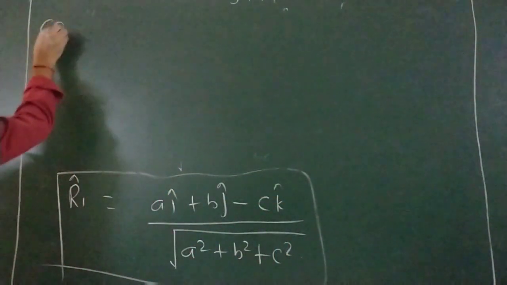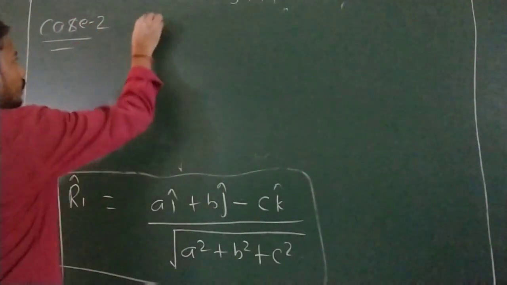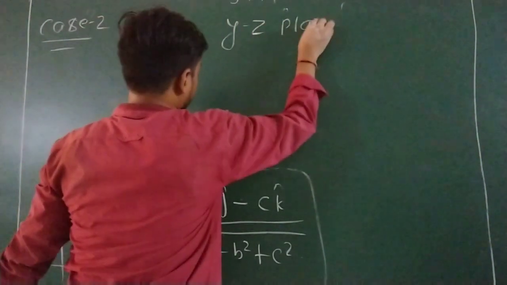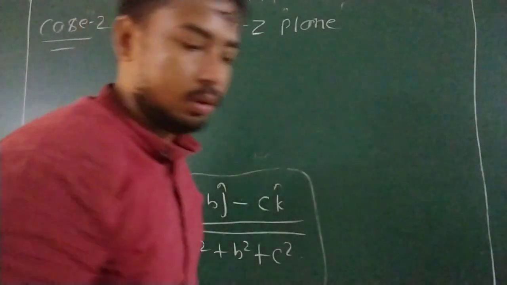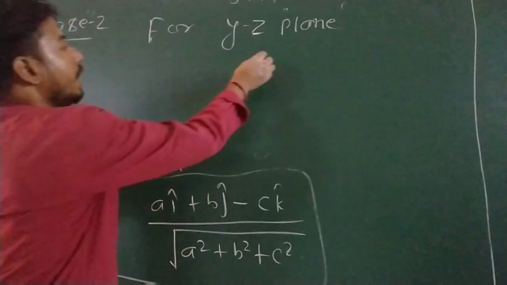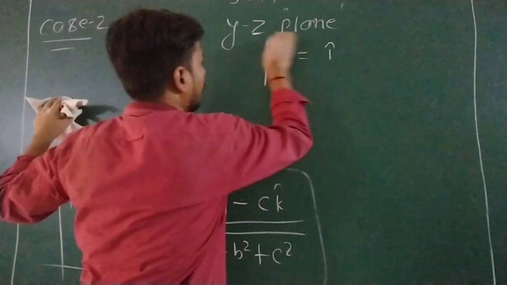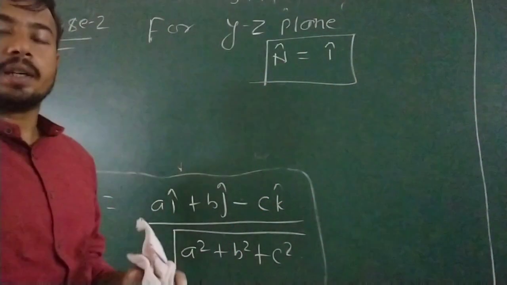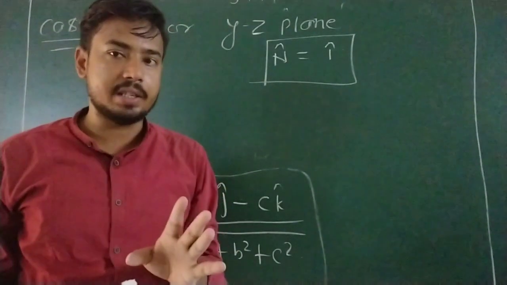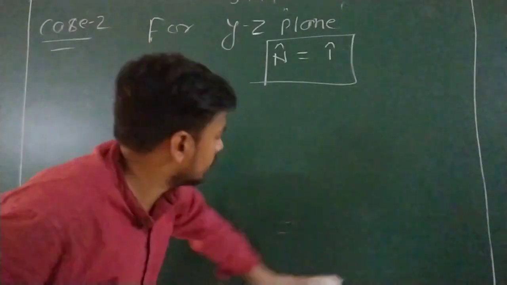See, case 2 for the YZ plane. For the YZ plane, I told you the mirror is kept in all 3 planes. So here the normal becomes along YZ, the unit vector along the normal direction becomes I cap. Yes, I think you're getting my points, right? Okay, so now we are going to discuss this one.